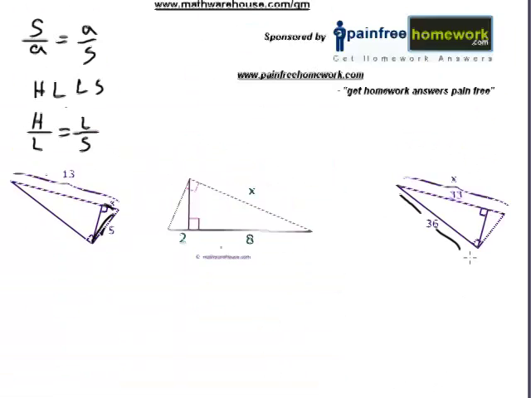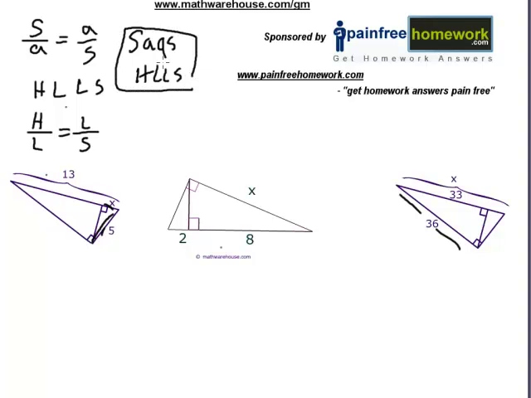Pretty much any problem involving right similar triangles can be solved with either SAAS or HLLS. Sorry, that thing there is supposed to be an A in the middle. SAAS or HLLS. The first set that we looked at and this second set. So let's try to solve some of these without looking at the picture. Let's set up the proportions.